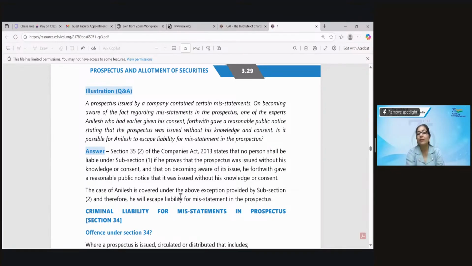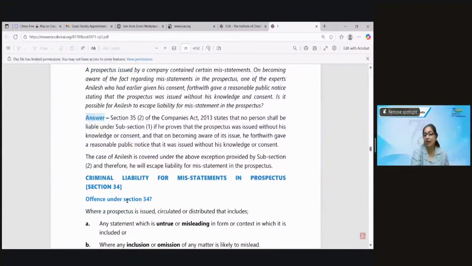A prospectus issued by the company contains certain misstatements. On becoming aware of the fact, one of the experts, Anilesh, who had given his consent, gave a reasonable public notice to withdraw his consent. Is it possible for Anilesh to escape penalty? कहते हैं पहले आपने consent दे दिया, जब आपको पता लगा कि misstatement है, now you are withdrawing your consent and said that the prospectus was issued without his knowledge. So no person will be held liable if he proves that it was issued without his consent or knowledge, or on becoming aware he has given a reasonable public notice. So he can escape his liability, but whether it will be escaped or not, that is in the hands of the court to decide.